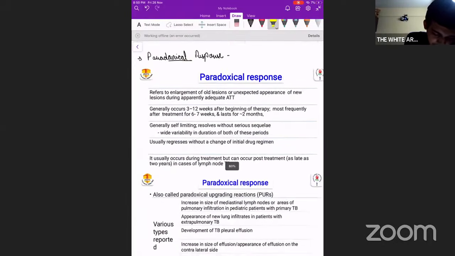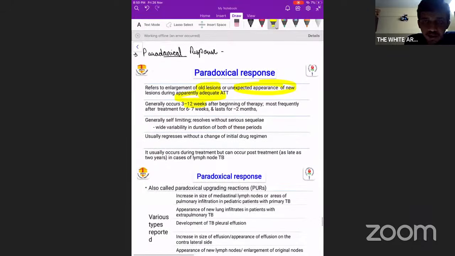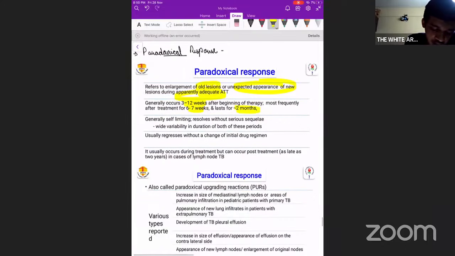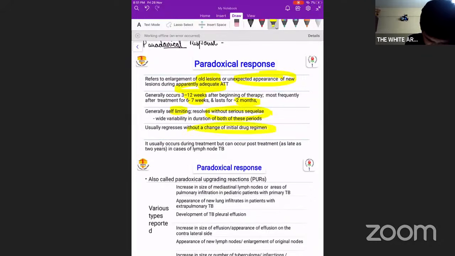So this refers to enlargement of old lesions or unexpected appearance of new lesions while adequately taking ATT. Okay, it usually occurs 3 to 12 weeks after beginning of the treatment and most frequently after 6 to 7 weeks of treatment, or at least 2 months. Okay, and it is usually self-limiting. It resolves without any serious sequelae. Okay, usually regresses without a change in any drug regimen. So no change in treatment regimen is required.